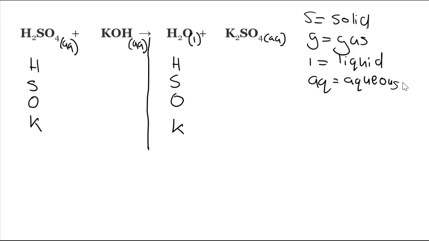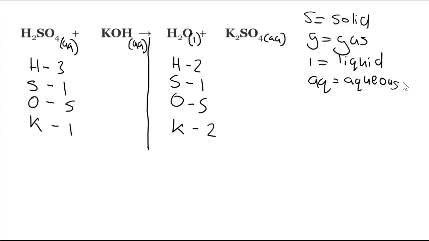Now I count up how much of each of them I have on both sides. So on this side I have 3 hydrogens, 1 sulfur, 5 oxygens, 1 potassium, and on this side I have 2 hydrogens, 1 sulfur, 5 oxygens, and 2 potassiums. Now, am I happy currently? No, I'm not, okay? I'm not happy because they're not balanced, and all reactions must be balanced. So I need to find a way of balancing this reaction.